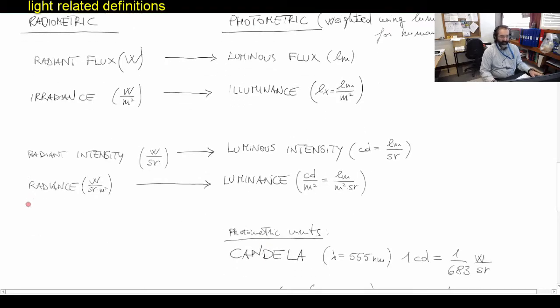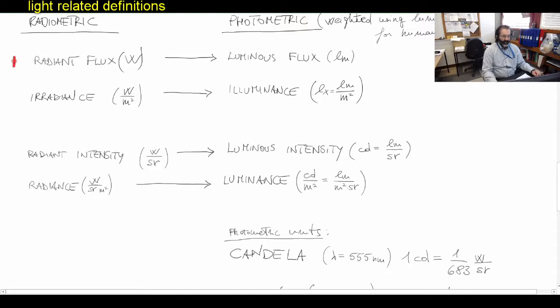And finally, the radiance. The radiance is watts per steradian per square meter. So as you can see, this is obtained from the radiant intensity dividing by the area it is falling onto, this specific radiant intensity per unit area effectively. And the corresponding photometric quantity is the luminance, which is measured in candela per square meter.